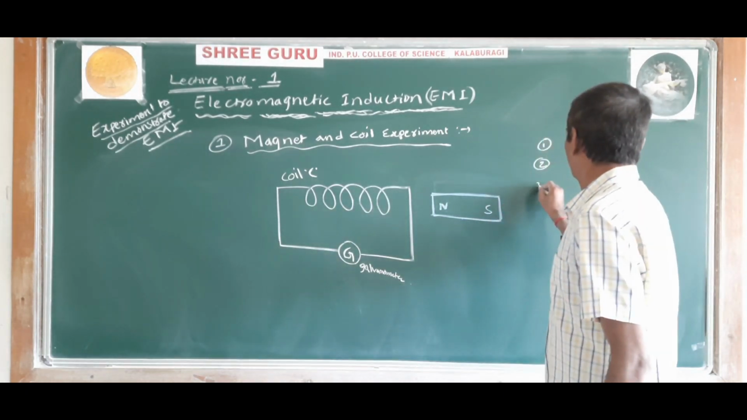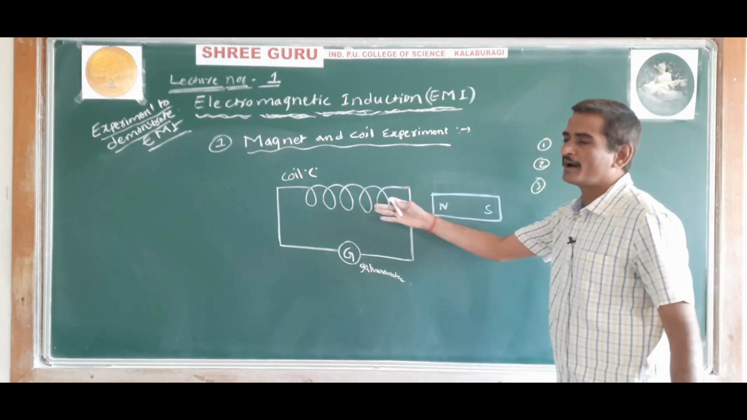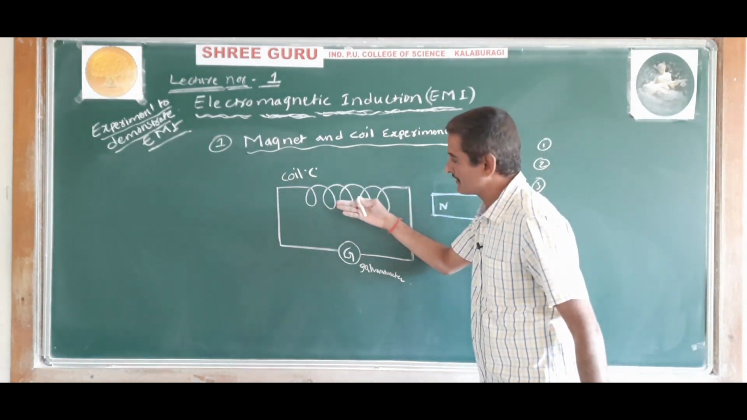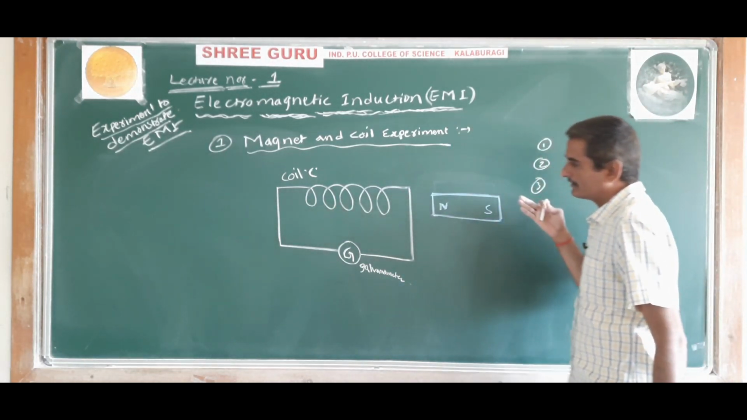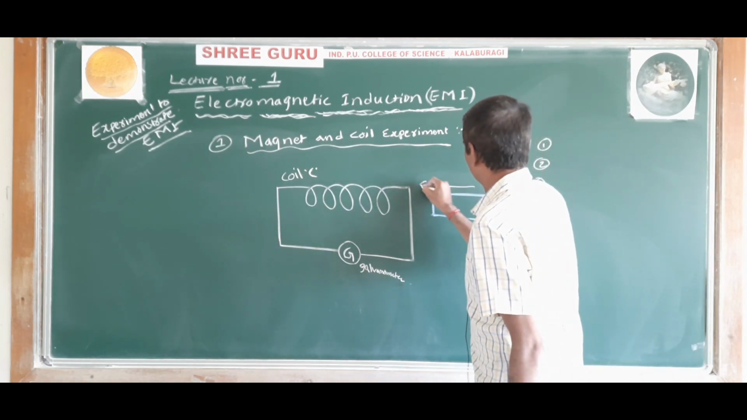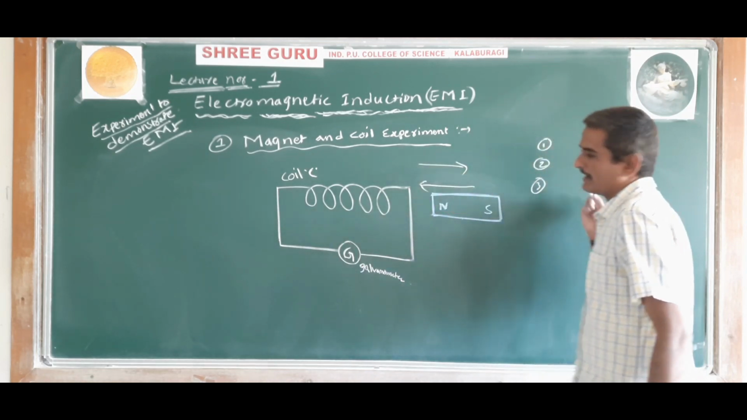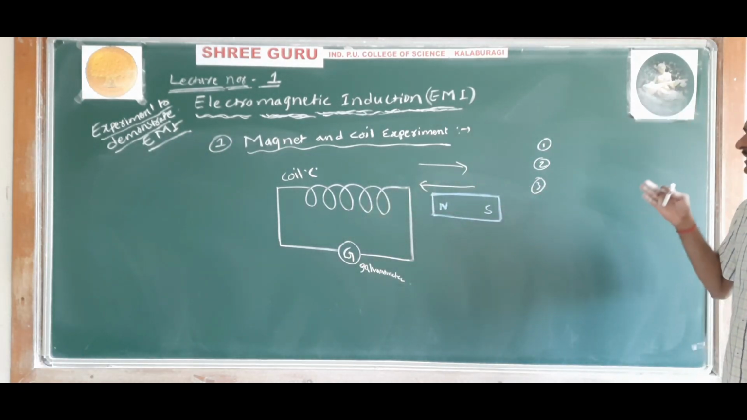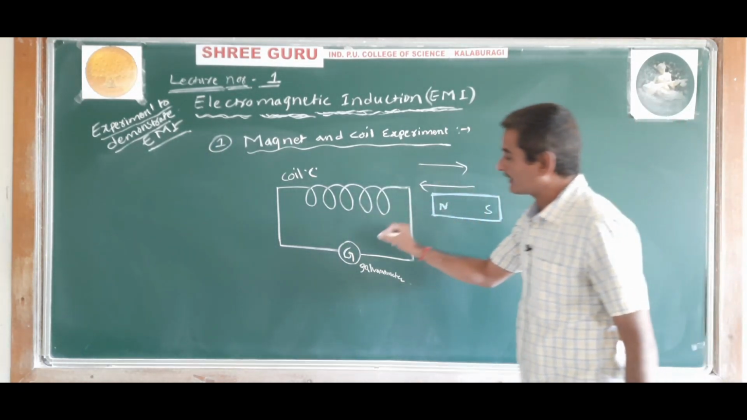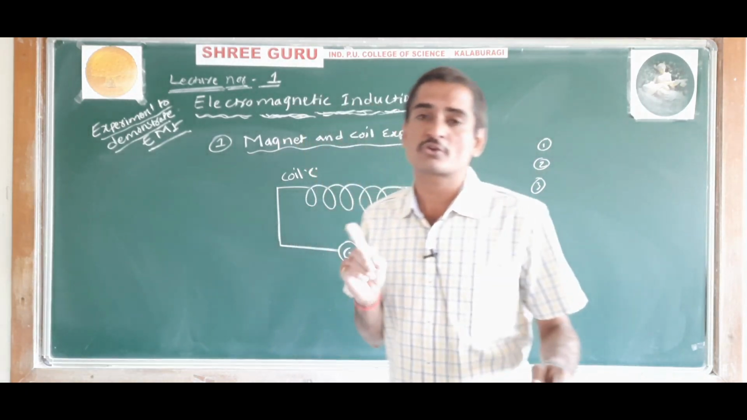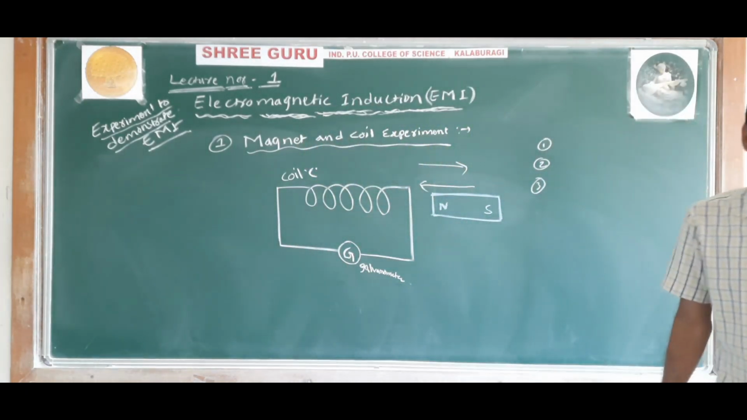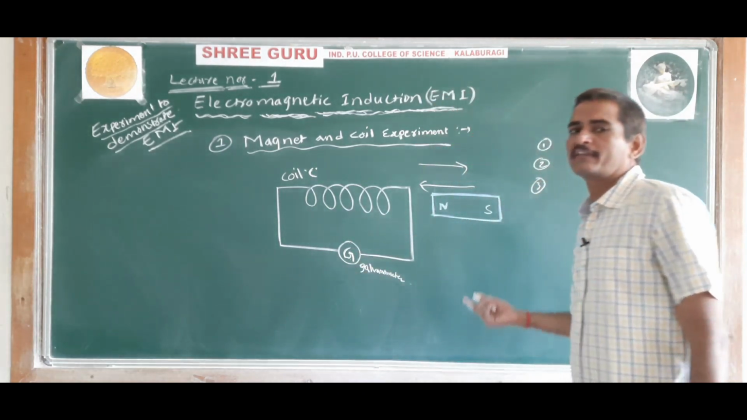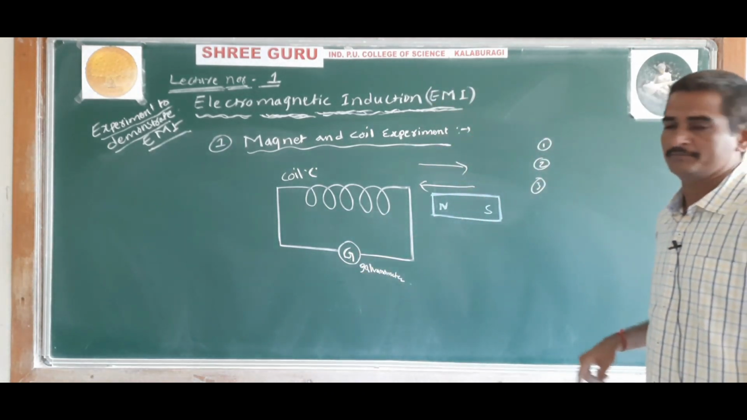Next, third point, when the north pole of the bar magnet is moved away from the coil. First it is moved towards the coil, and then it is moved away from the coil. When the north pole of the bar magnet is moved away from the coil, the galvanometer shows the deflection, but in the opposite direction, indicating the flow of current in the opposite direction.